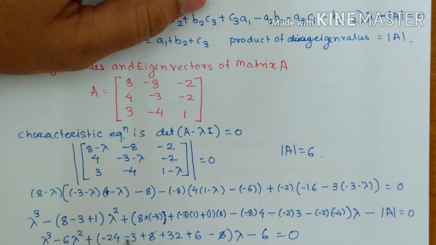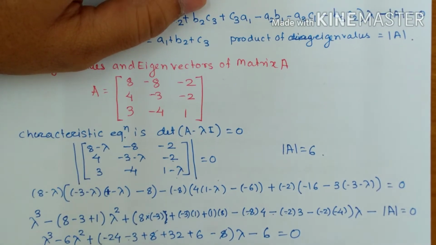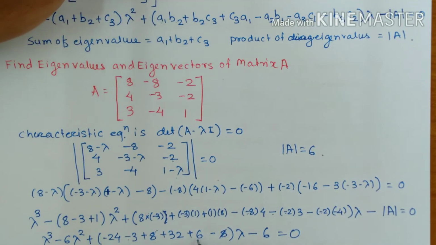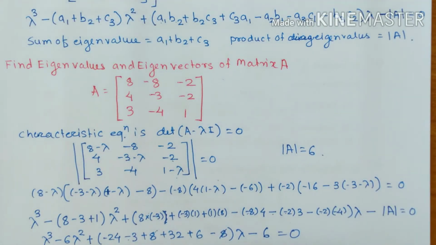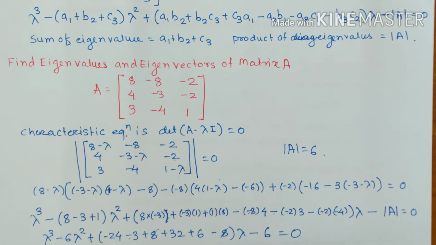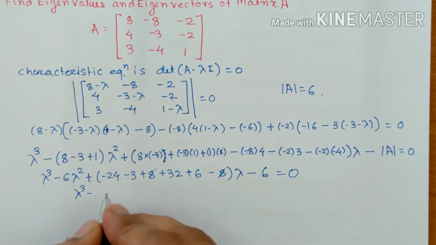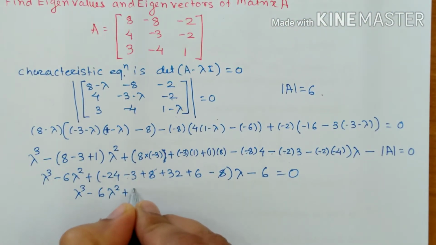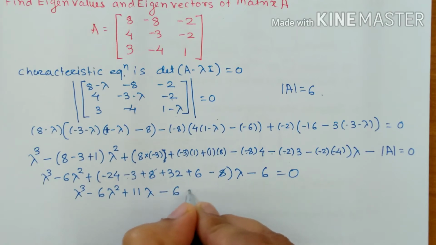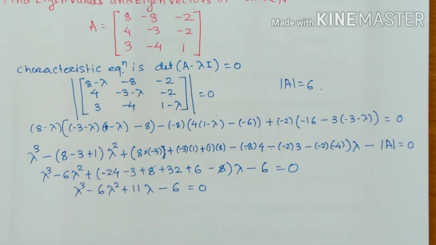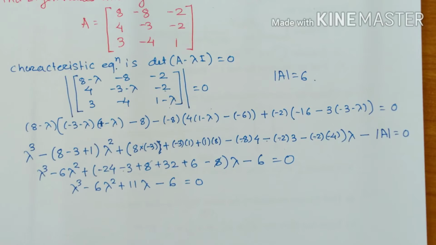Here is a minus 3 and minus 24, that gives the minus 27, and 32 plus 6, that gives us 38. Oh, sorry, 38. Is it? So what will be the answer? 38 minus 27. It's 11. Hence we get lambda cube minus 6 lambda square plus 11 lambda minus 6 is equal to 0. Now you have to work out the roots of this equation.